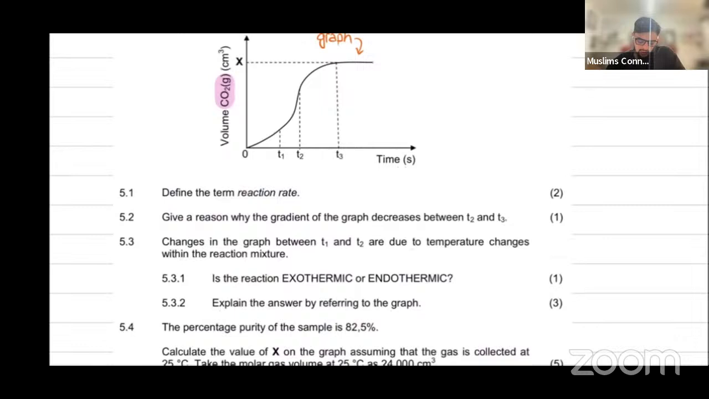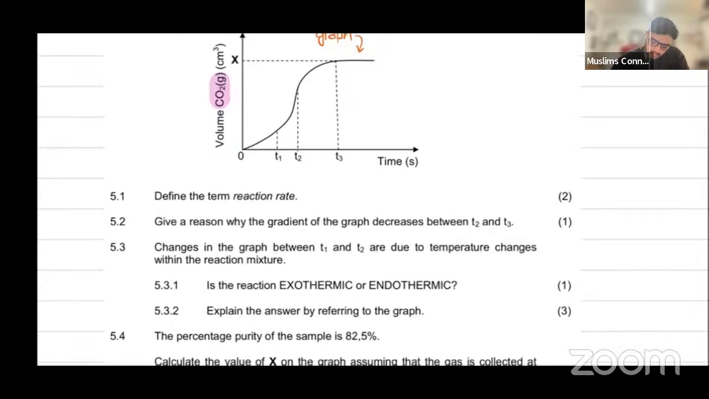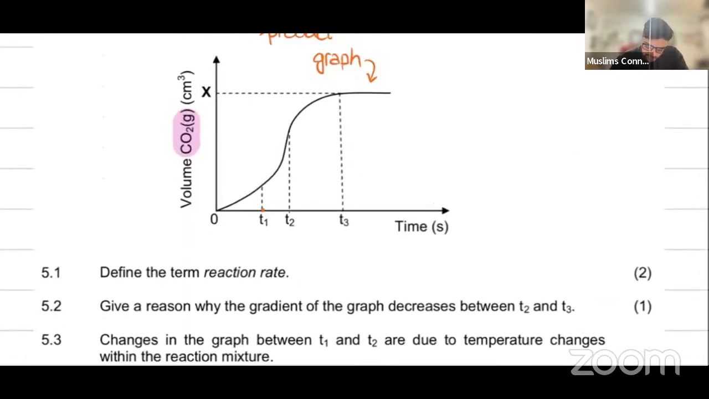5.2, give a reason why the gradient of the graph decreases between T2 and T3. Anyone want to give me an answer? Do we know the answer or what to say? If you don't know, you can just say no or attempt to give me the answer.